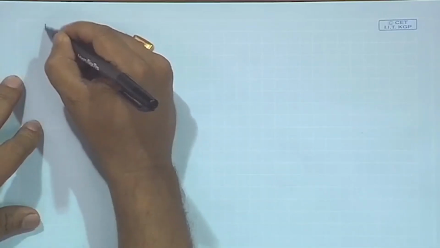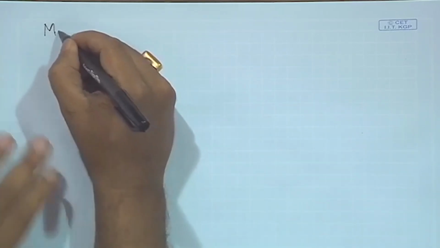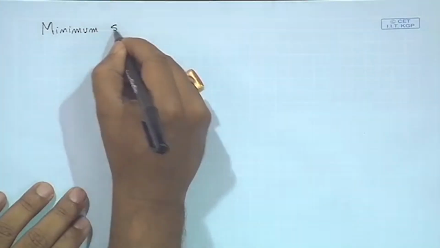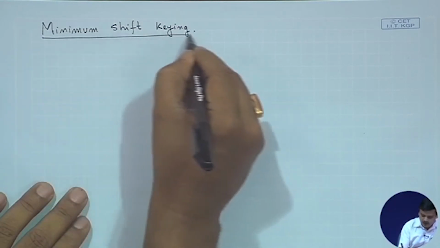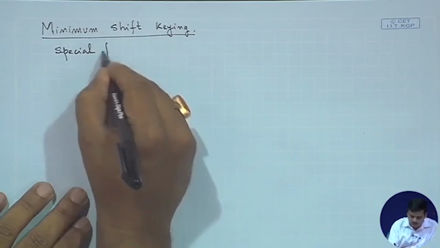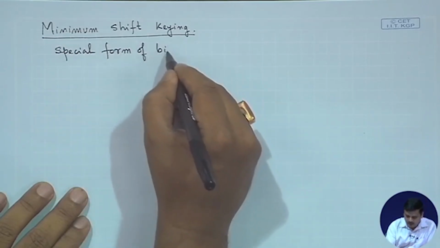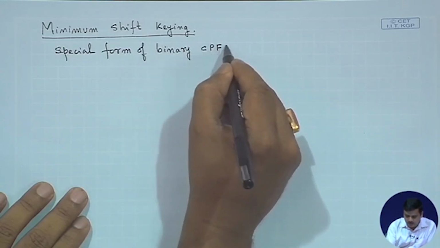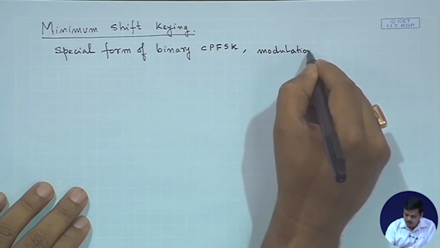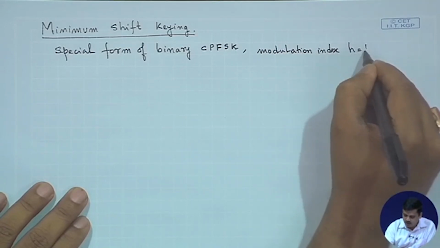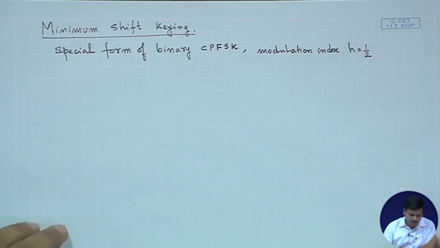So, we continue our discussion on similar lines, and what we have to discuss today is one of the special forms of CPFSK, which is minimum shift keying. Minimum shift keying is a special form of binary continuous phase frequency shift keying, where you have the modulation index h set equal to half. So, this is the baseline that we have with us, and we will proceed with this.